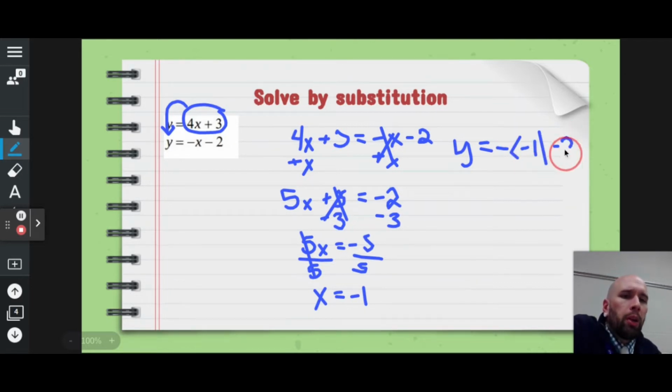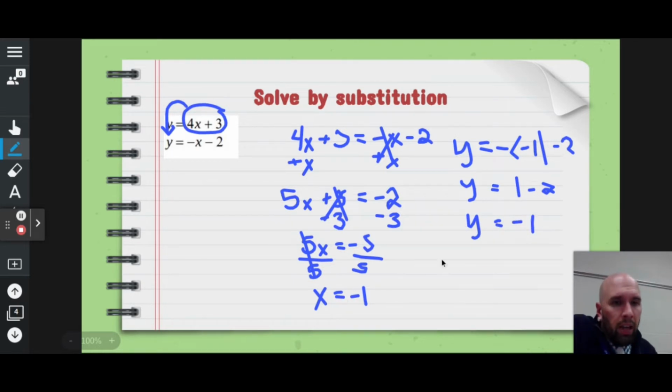That's supposed to be a parentheses, minus 2. Y equals double negative 1, which is just regular old 1, minus 2. And 1 minus 2 is negative 1 again. So x is negative 1, y is negative 1. The point where these two lines intersect is negative 1, negative 1.